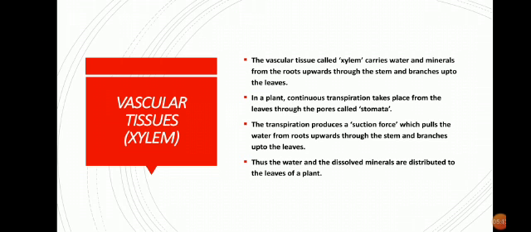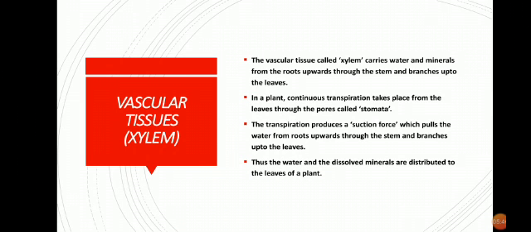Now we all know that the vascular tissue xylem carries water and the minerals dissolved in it from the roots upward through the stem and branches up to the leaves. This xylem tissue forms a continuous network of vessels that connect the root to the leaves through the stem and branches, and it transports what? It transports the water and minerals to the leaves for the entire plant. Now the question is how the water rises from the roots upward in the plant.